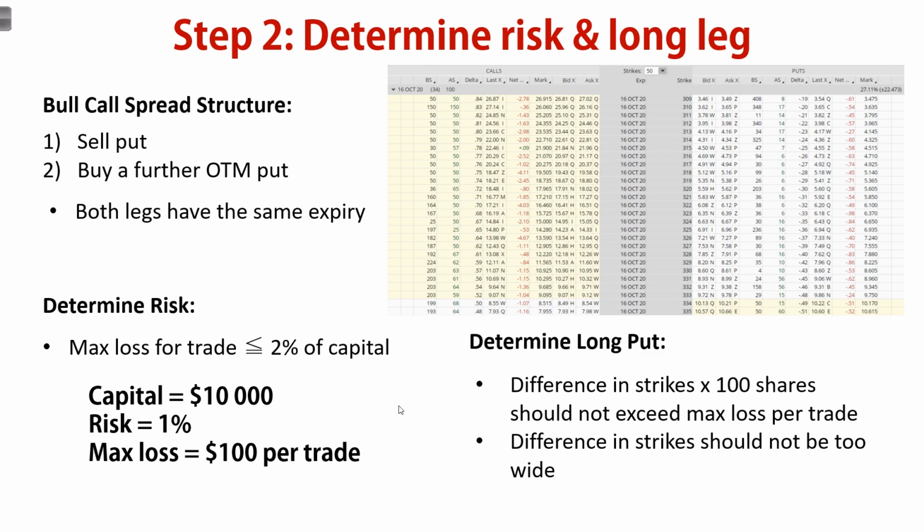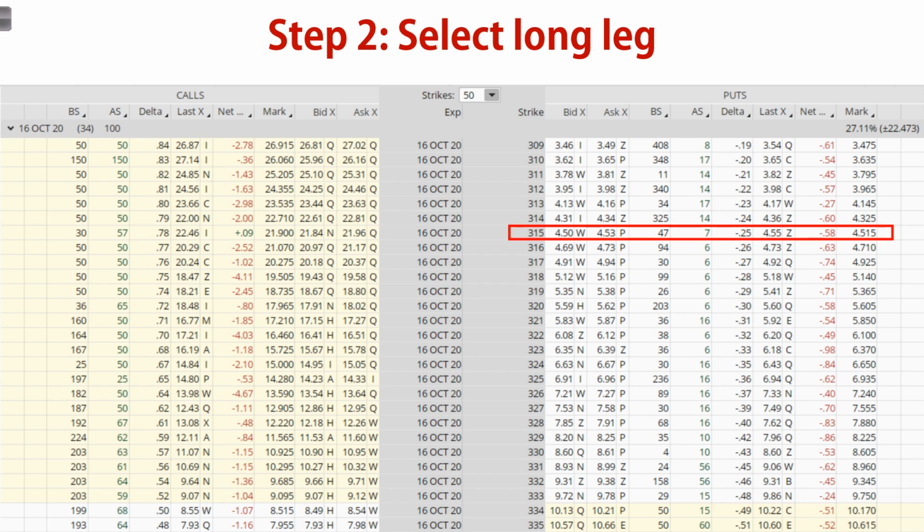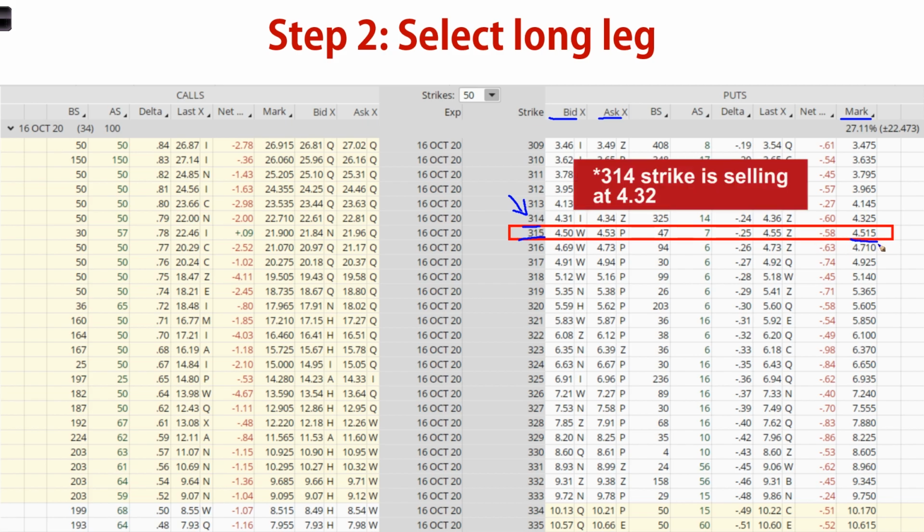So remember your risk for the trade, and previously we have shorted the 315 strike, boxed up in red. And we have also calculated the difference in strike to be $1. And therefore, we will be buying this 314 strike as a reinsurance for our bull put spread. To find out how much each of these contracts are going for in the market, you can check this column over here. So this column, mark, gives you the midpoint between your bid and the ask. And currently our 315 strike is selling for 4.51 and our 314 strike is selling for 3.42.